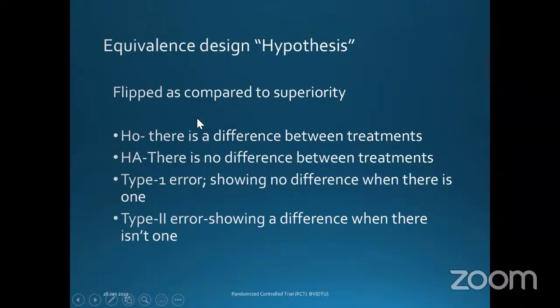Flipped as compared to superiority, where there is a difference between the two treatments, that is the null hypothesis. Alternately, there is no difference between the treatments. So type 1 error is showing no difference when there is one, type 2 error is showing a difference when there isn't one. So this is how the hypothesis is understood.